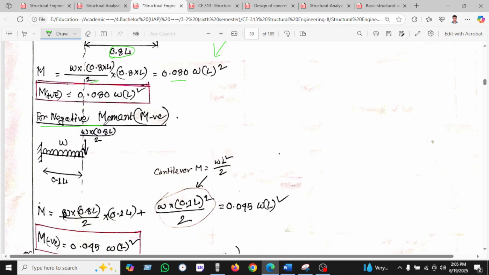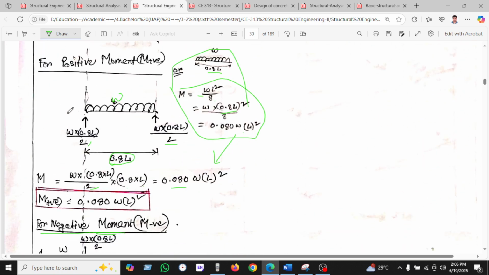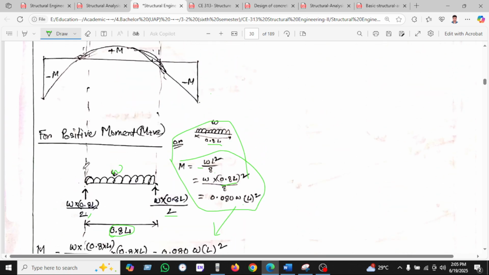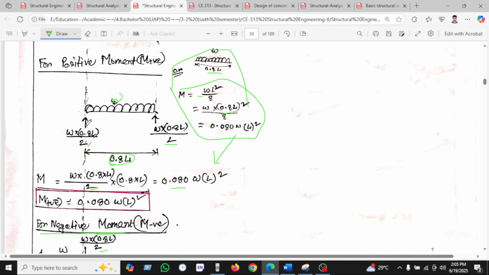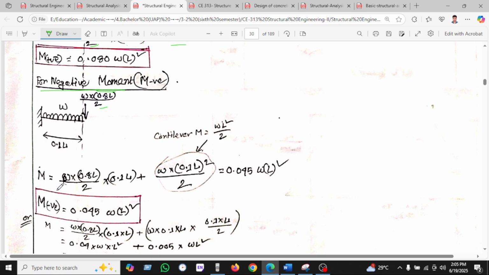So for the negative moment, this is the negative moment which occurs on the left side and right side. I am looking at the left side. So w into 0.8 L divided by 2 occurs. If we cut here, we can see this load is upward here. For balance, it will be downward. So now we are taking the cantilever method. We have w into 0.8 L divided by 2, this is the force, and the distance is here 0.1 L. So force into perpendicular distance for this.